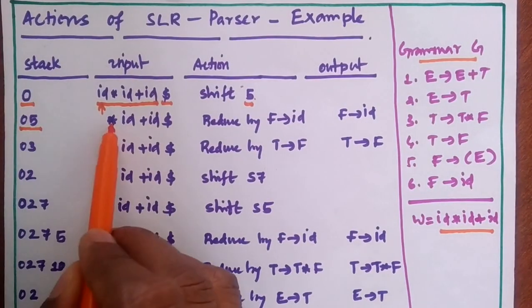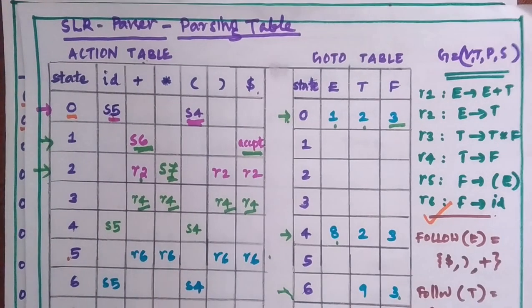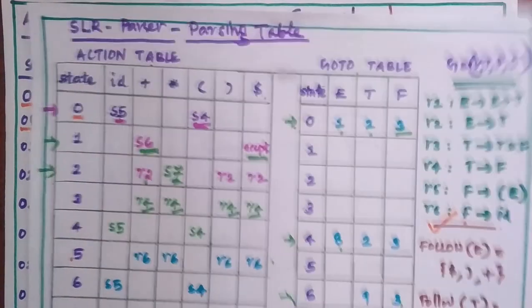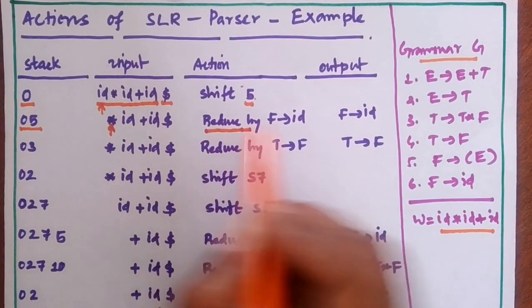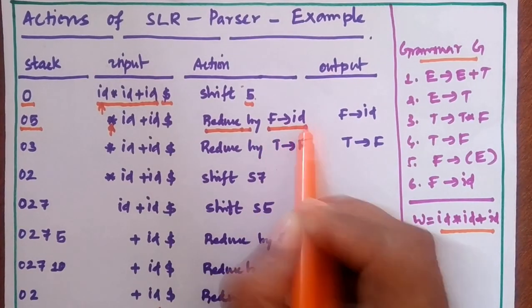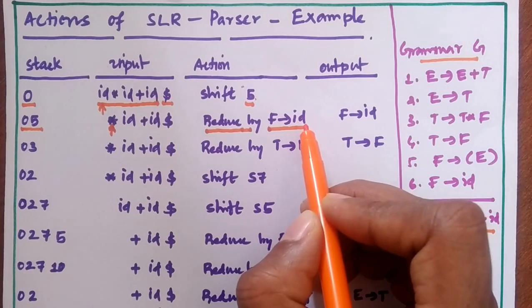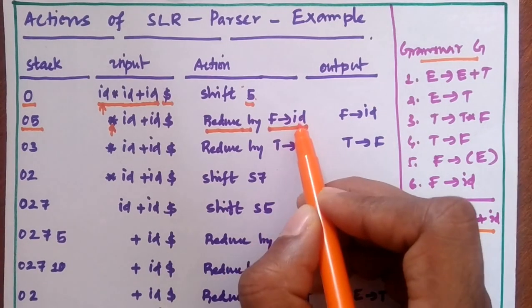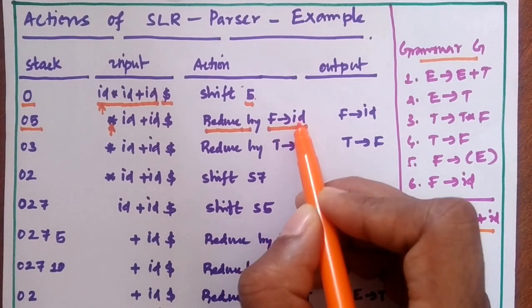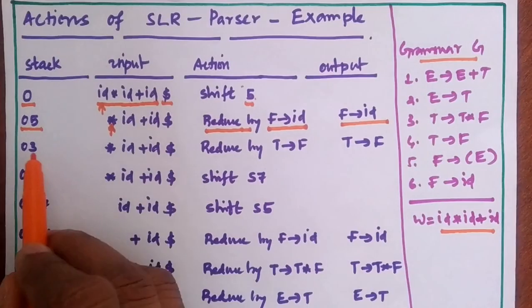Then stack top 5 and star, again it will refer to the action table. 5 and star is R6. R6 is F gives id. So the action performed by the LR parser is a reduce operation using the production F gives id; it has identified a handle id in the given input. The parser uses the production F gives id because that handle matches the right side of this production, so it replaces the right side by the left side F. The parser will produce the output F gives id.